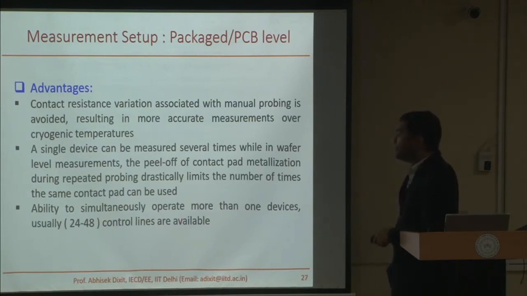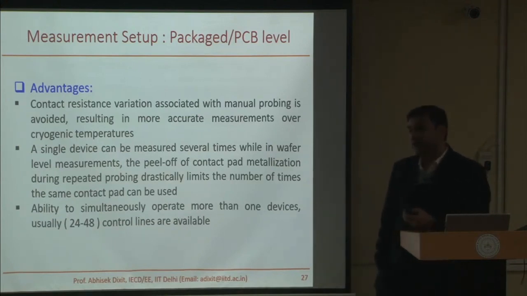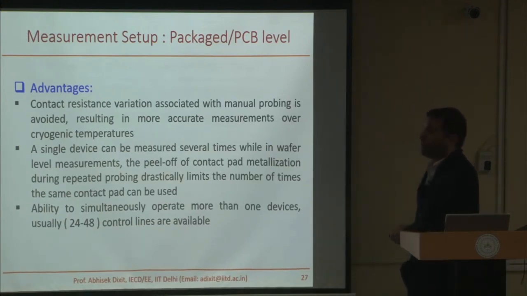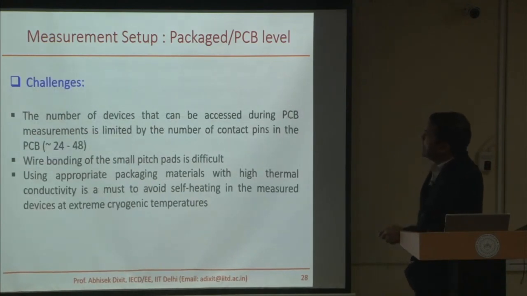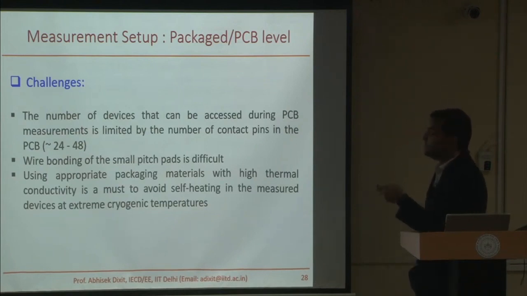So using something like 48 control lines, if you are looking at charge-based qubits, you can at least hope to measure 4 to 6 qubits at the same time. The challenge, of course, is that the number of devices is limited by whatever contacts you have, right? Which is also why a cryo controller chip with multiplexing is required, because it is always going to be limited. If you're talking about 100 qubits, there's no way you can do this, right?